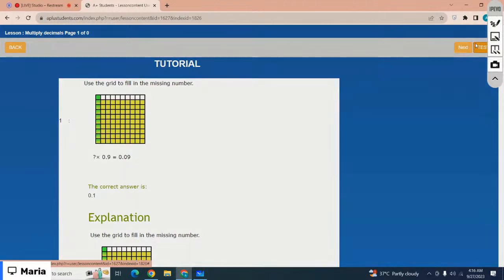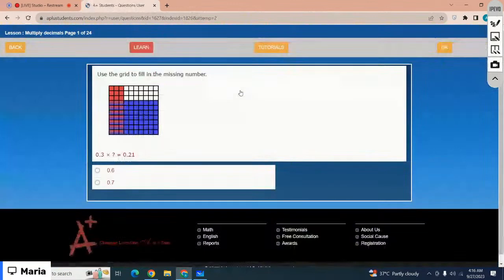Okay, use the grid to fill in the missing number. You have to find the missing number. You are given 0.3. You can see 1, 2, 3. The red ones are 3, right? The total block represents the 100. Now let's count the other one, blue color. 1, 2, 3, 4, 5, 6, 7. You have 7 rows here that represents 0.7. So the correct option is 0.3 times 0.7 is 0.21. The correct option is 0.21, right?